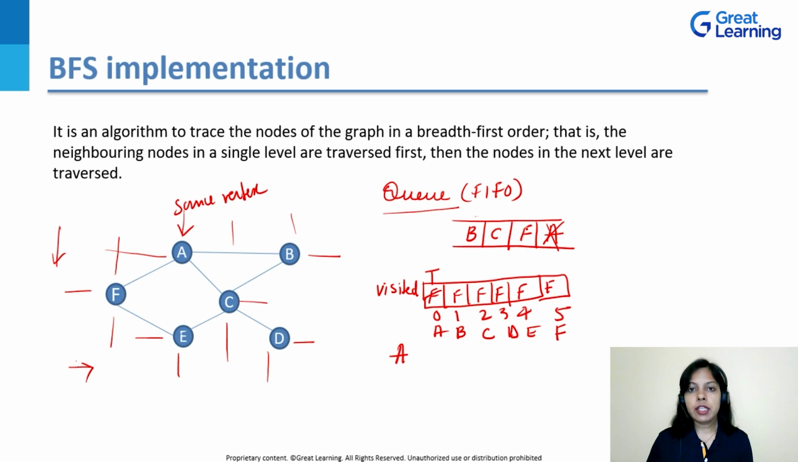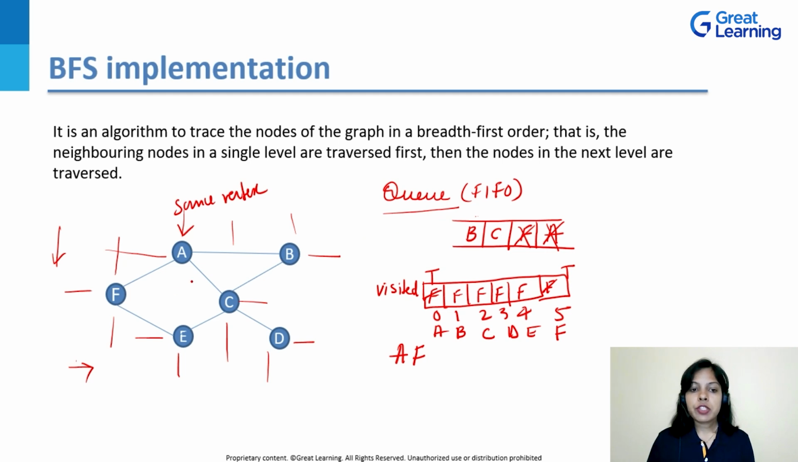Now next, again we will perform the same operation. We'll remove or delete the very first element of the queue. Right now the first element is F because A is already deleted. So F will be deleted. And as F is visited, it will be marked over here. And in this also, F will be marked as true because now it is traversed or visited.